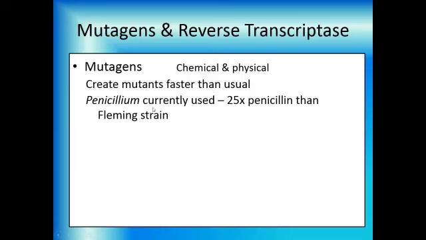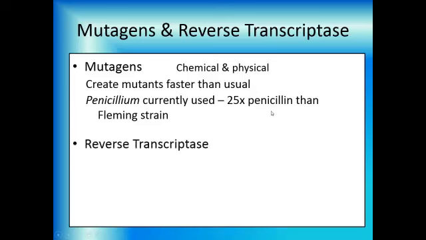The penicillium that we currently use for making penicillin produces 25 times the penicillin that the Fleming strain or the wild type strain has. So here's a situation where we were able to use mutagens to create an organism, or to breed an organism, that produced the product that we wanted.